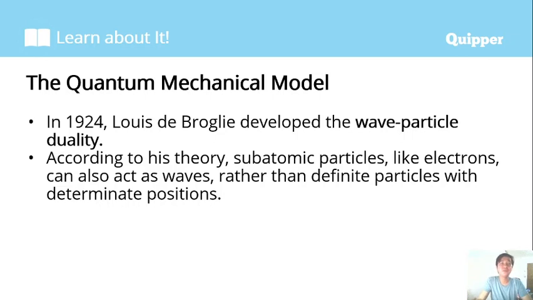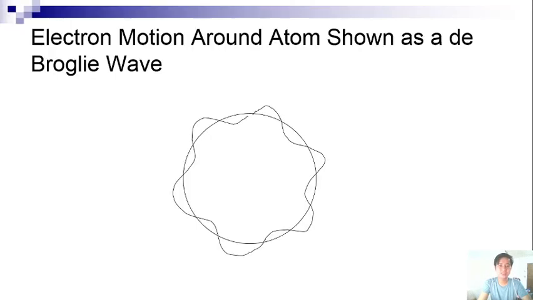because if we believe that electrons behave like a wave, then everything that we feel, that we touch, all that is considered as matter, that means its particles move like a wave. But according to Louis, because atoms are very small, we cannot really determine the motions of electrons, because we cannot see them with our naked eye. So according to his theory, subatomic particles like electrons can also behave like a wave rather than particles with determinate positions. So electrons' motion around atoms is shown as de Broglie described.